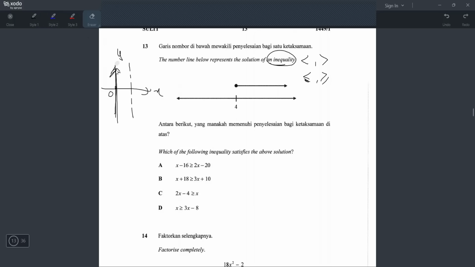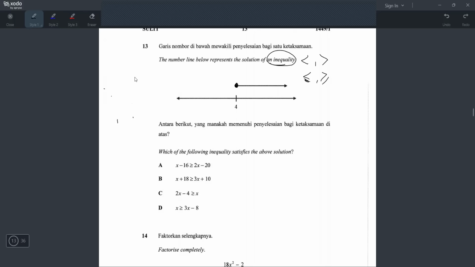This is in Form 4, okay? But when you are in Form 1, you don't do it on a Cartesian plane. You are just using a number line. It means there is only the x-axis. Okay? And instead of using a line, you will use a dot. You will use a circle. Okay, let's see what they want. Which of the following inequalities satisfy the above solution?